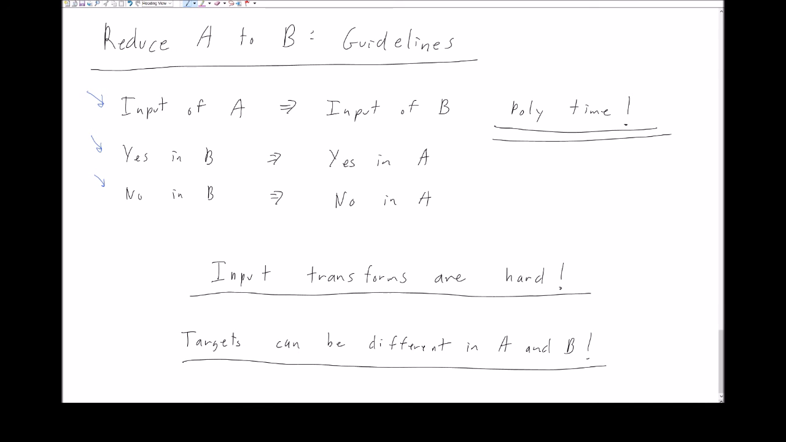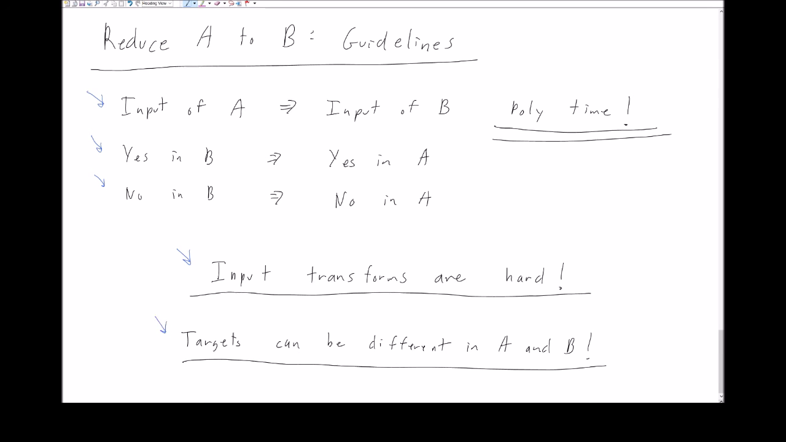Here we're implicitly assuming that all of the problems we're talking about are decision problems, and in general, when we deal with reductions, we're going to deal with only decision problems. Some general guidelines for actually creating reductions. The input transformations are usually the hard part. Usually we have to think quite deeply about these.